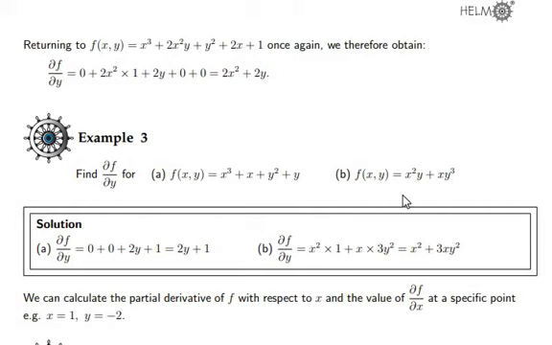Similarly, in the second example also, f of x y equal to x square y plus x y cube. Okay. So in this example, we are going to take partial derivative del f del y. So for that x square is constant, so del y of y is 1. And similarly, the second term, x is constant, so del y of y cube is 3y square. So the final value is x square plus 3xy square.